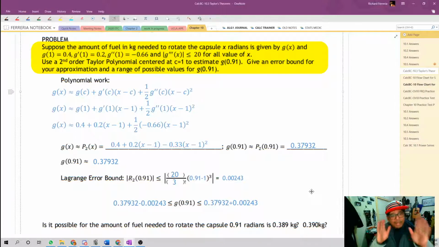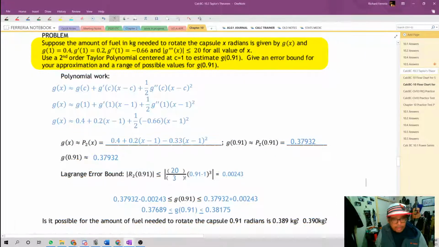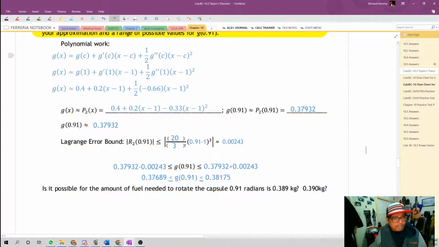So this gives us a range of values that g of 0.91 could be. You simplify that and you get that g of 0.91 has to be between 0.37689 and 0.38175. Which brings us to our follow-up questions here. Is it possible for the amount of fuel needed to rotate the capsule 0.91 radians to be 0.389? Well, let's compare. Where is 0.389 with this interval?